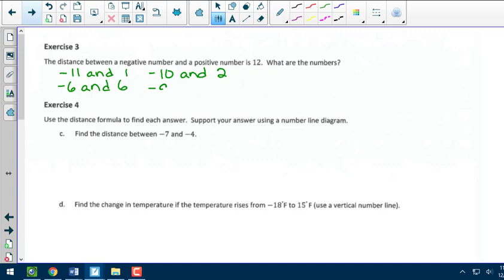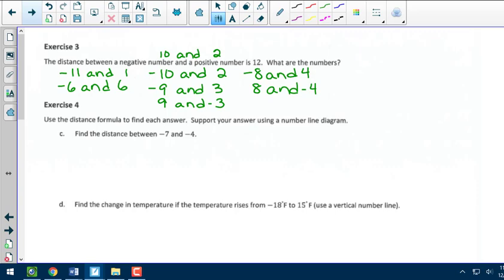Could be negative 9 and positive 3. It could be negative 8 and positive 4. And there's lots of them. I could switch this. I could say it could be 9 and negative 3. And I could say it's 10 and negative 2. So all the numbers, the addends, that add to 12, right? 11 and 1, 6 and 6, 10 and 2, 9 and 3, 7s and 5s, 8s and 4s, right? And then just put the negative on the opposite numbers, right? So lots of them. They have to add to 12, right?